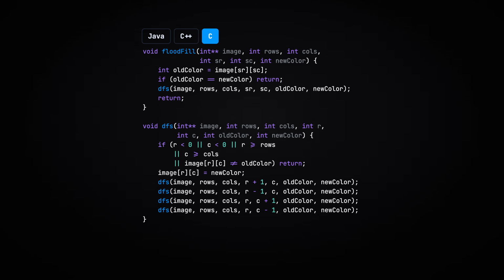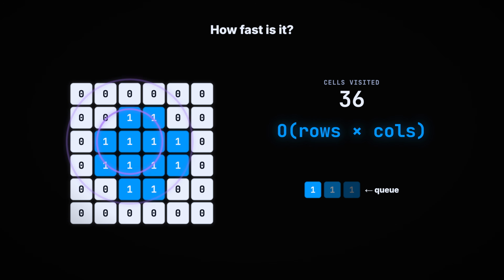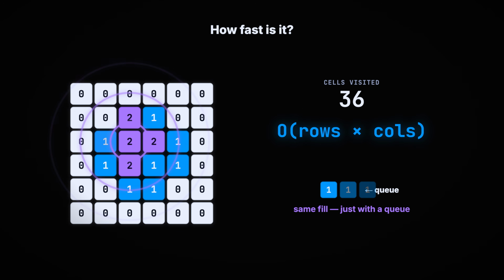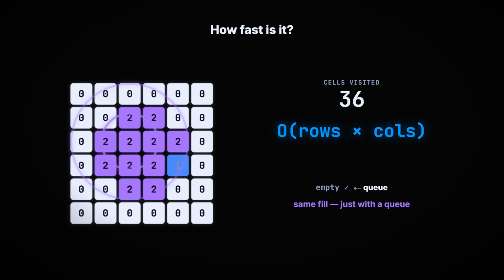A quick word on speed. We visit each cell of the region at most a small fixed number of times. So the time grows simply with the size of the grid, rows times columns in the worst case. Very efficient, just like before. And of course, we used DFS, but BFS solves this identically. Instead of recursion, you would push same color neighbors into a queue and repaint as you pop them. Same result, same idea. Pick the tool you like.